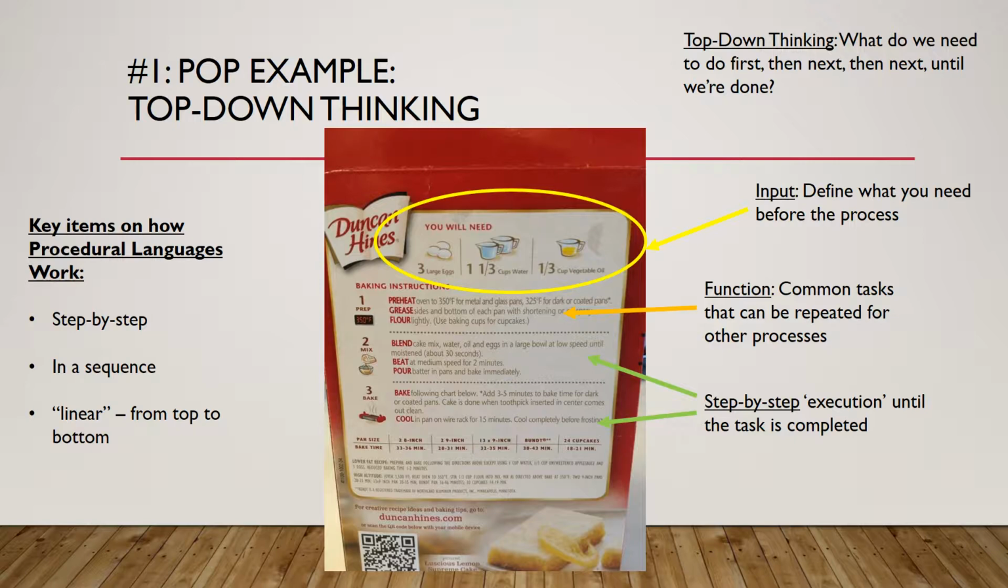Again, on the left-hand side, the key items with procedural programming languages would be a step-by-step design approach. Everything's done in a sequence. Again, it's linear from top to bottom, and I know there's exceptions regarding program flow control with if statements and while statements and do while statements that could vary the execution of a given program, but the essential notion is from top to bottom or top-down thinking.